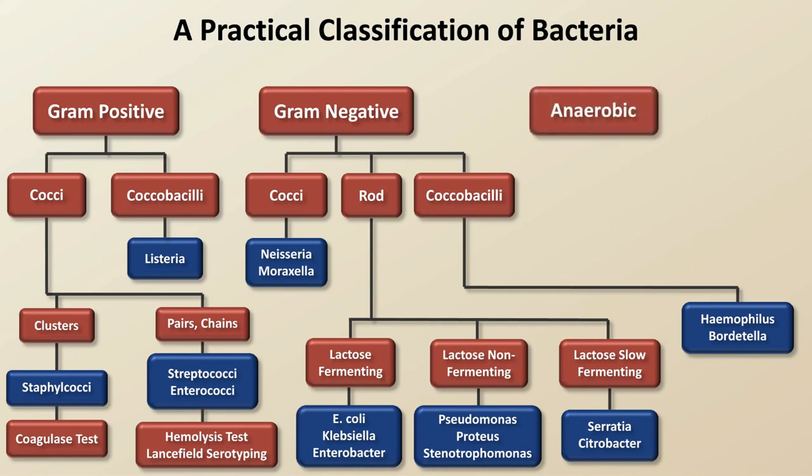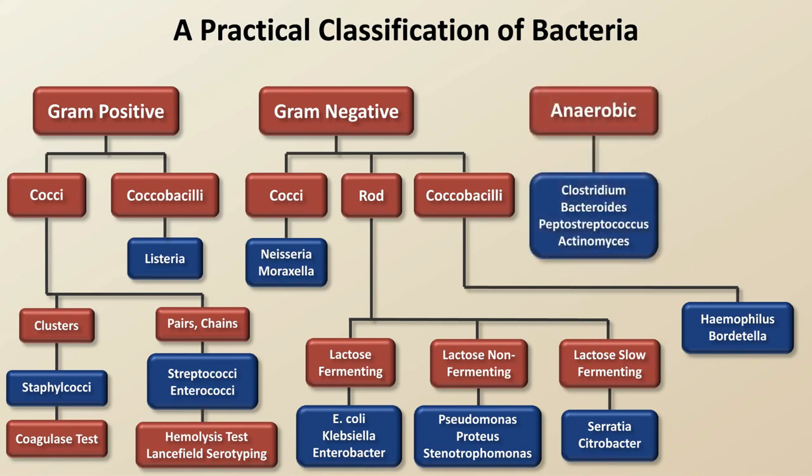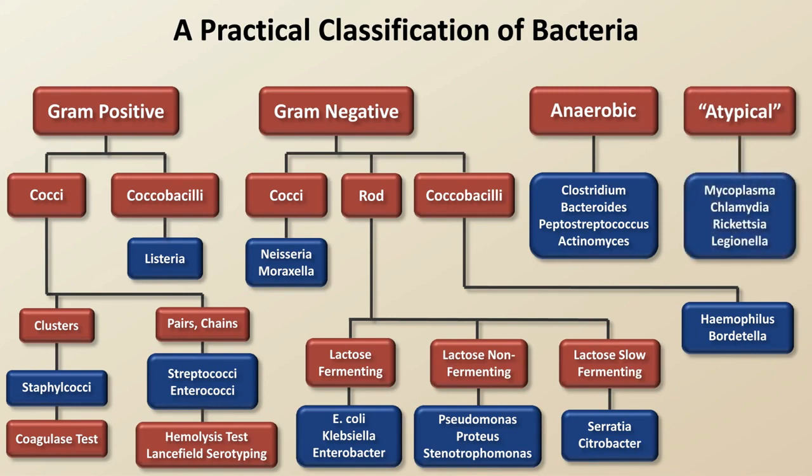Anaerobic bacteria include Clostridium, Bacteroides, Peptostreptococci, and Actinomyces. Atypical bacteria include Mycoplasma, Chlamydia, Rickettsia, and Legionella. And the last remaining category is for the gram-variable Coccobacillus acinetobacter.